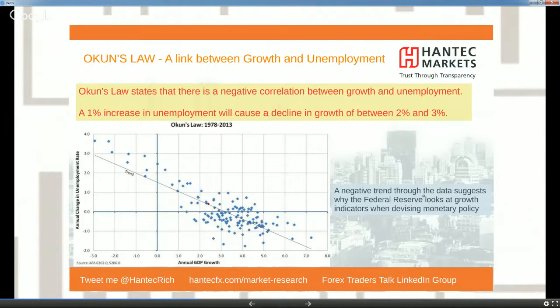So this is the chart that was used as empirical data, and there's also a coefficient called Okun's coefficient.